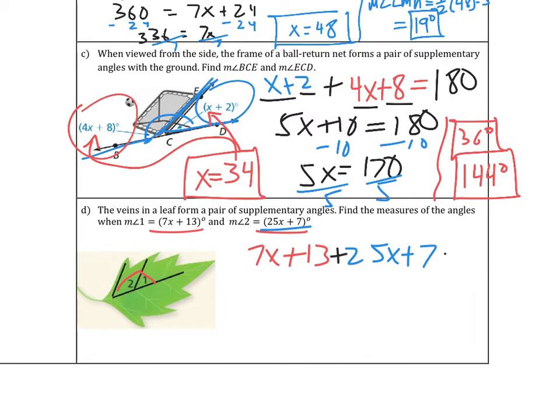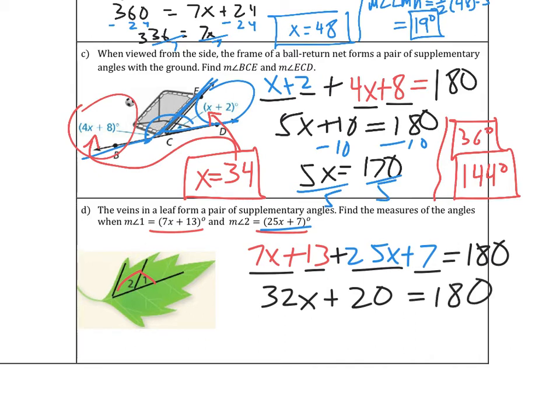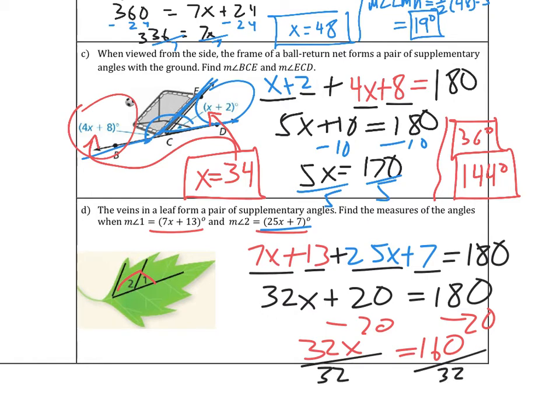And those two things add to 180. They're supplementary. Supplementary adds to 180. Go ahead and combine like terms. 13 and the 7 makes 20. Okay. And then subtract 20. And we get 160 equals 32x. And we divide by 32. And that's going to be 5.